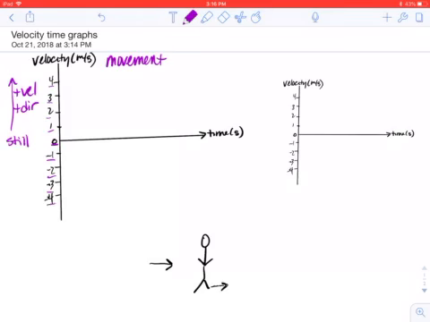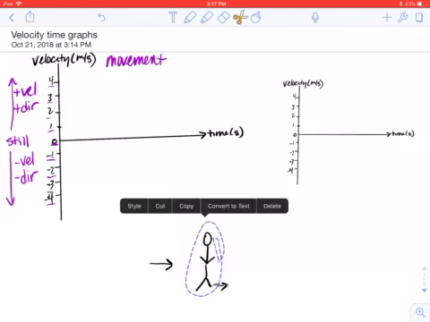Below the x-axis, you have negative values. That means you have negative velocity, or you're moving in the negative direction. So our little guy again, if he's moving towards the positive numbers, he would have positive velocity. But if he was moving towards the negative numbers, he would be under the x-axis.